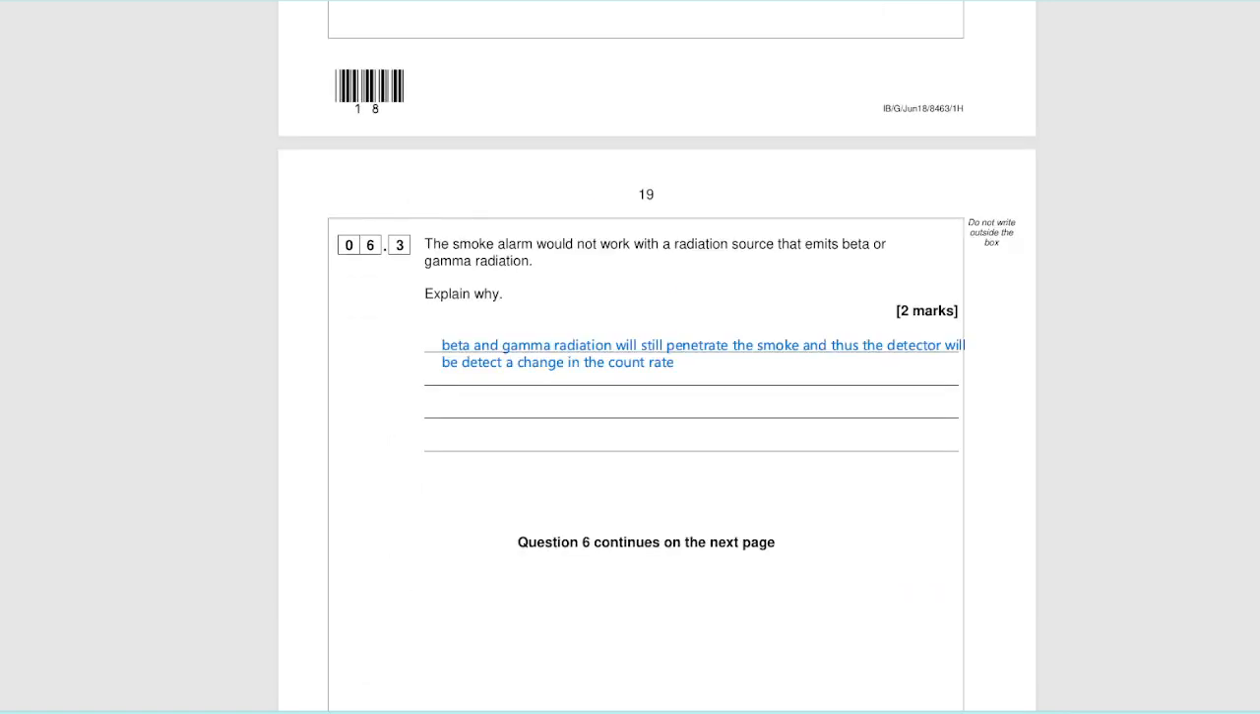And 6.3, the smoke alarm would not work with a radiation source that emits beta or gamma radiation. And this is because beta and gamma radiation will penetrate the smoke, and thus the detector will not detect a change in the count rate.